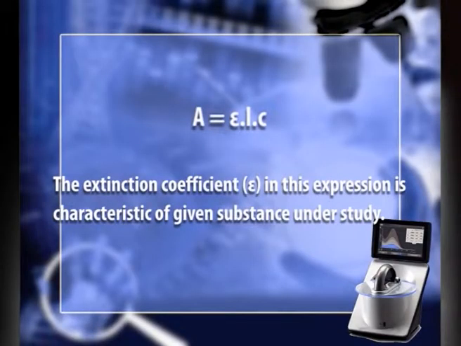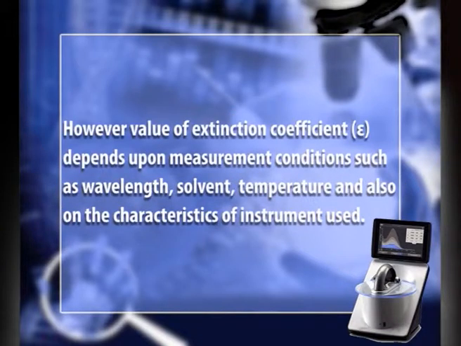The extinction coefficient ε in the expression is characteristic of the substance under study. However, the value of the extinction coefficient ε depends upon measurement conditions such as wavelength, solvent, temperature, and also on the characteristics of the instrument used. Because of these reasons, the value of the extinction coefficient ε is not used for quantitative analysis. Quantitative analysis is often done by using a calibration curve for the substance to be analyzed, which is constructed by using one or more standard solutions with known concentration of the analyte.